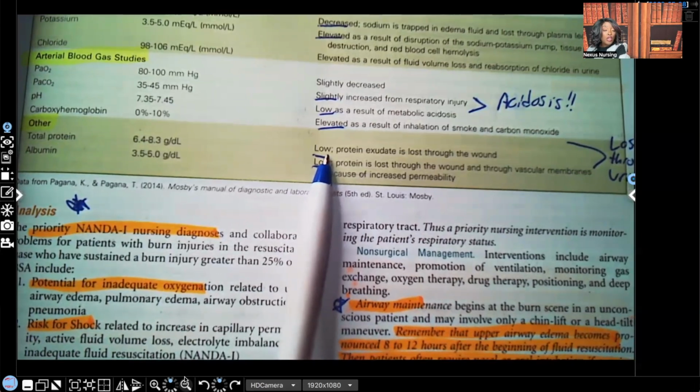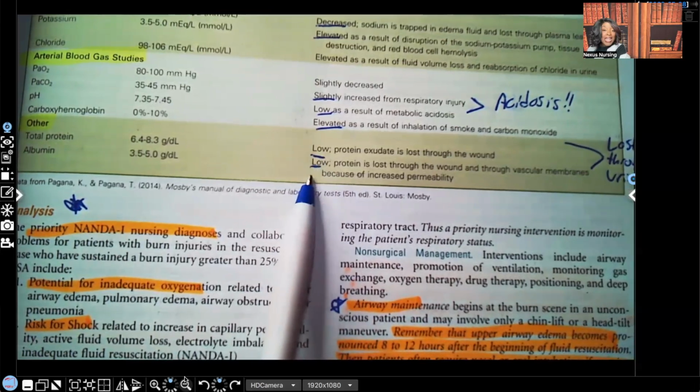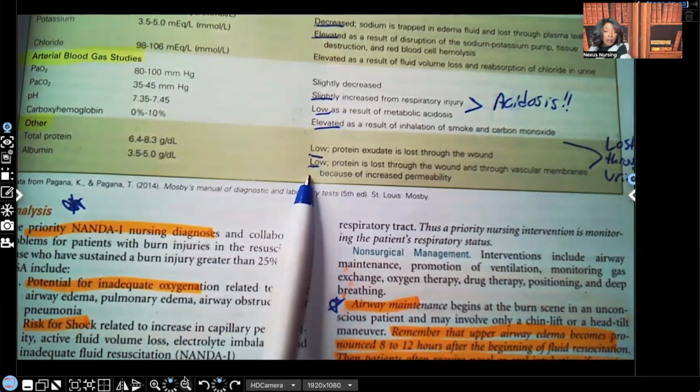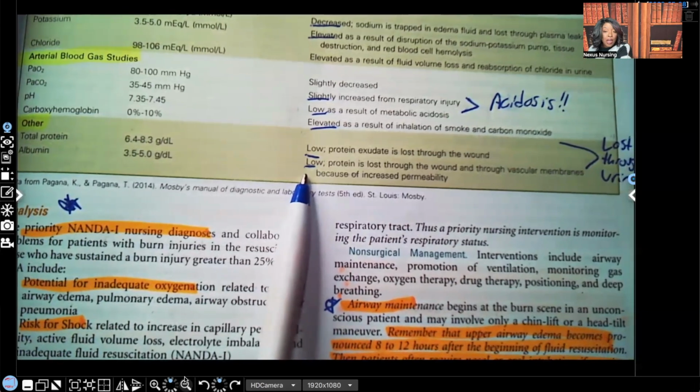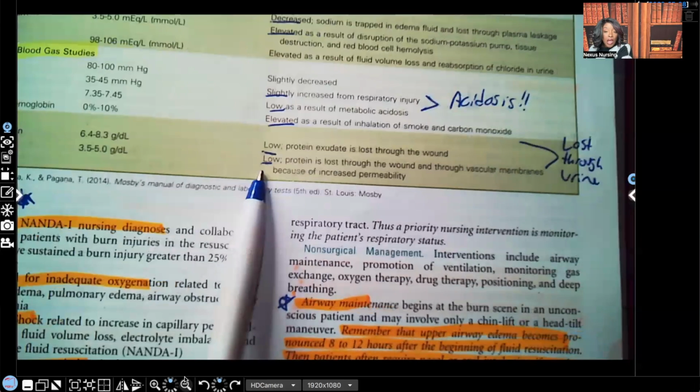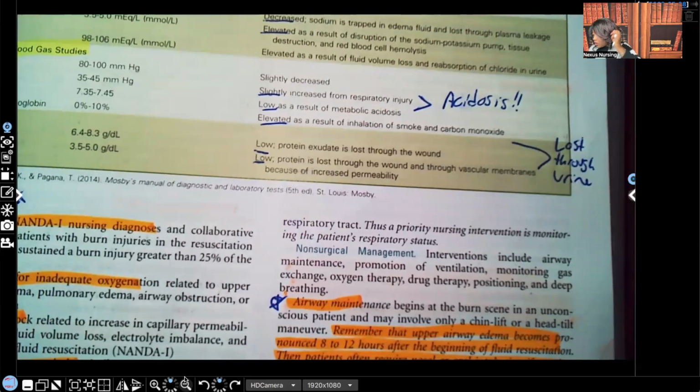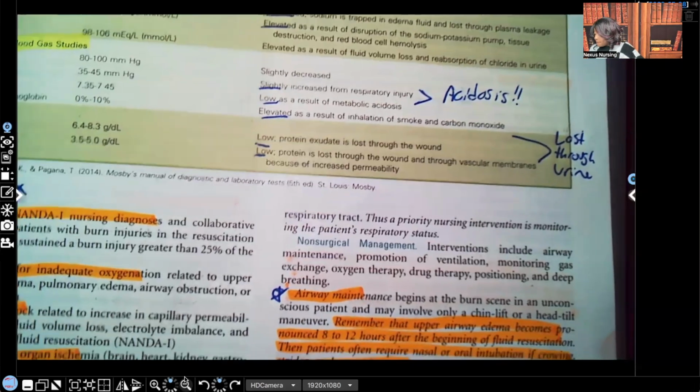That protein is going to be low. We're going to have to replace the protein. And albumin, again, albumin is a part of the blood, but it's what? Protein. So yes, it's going to be low. Why? Lost through urine. So you guys need to know that.